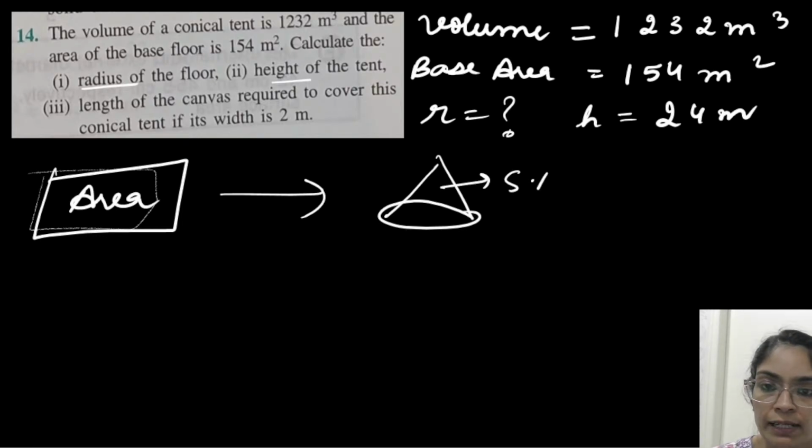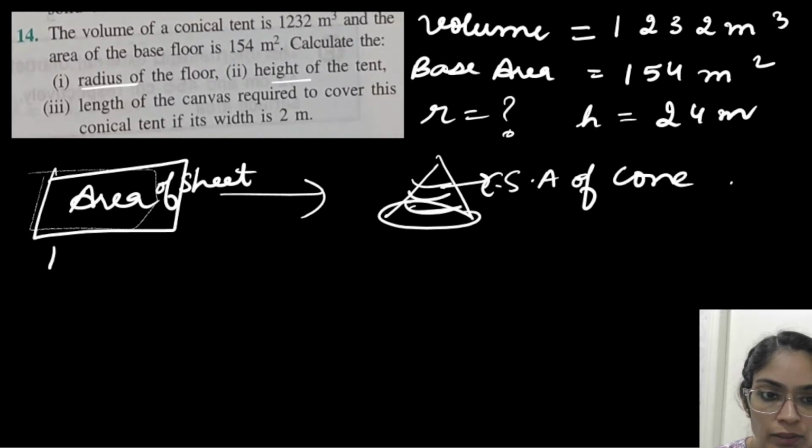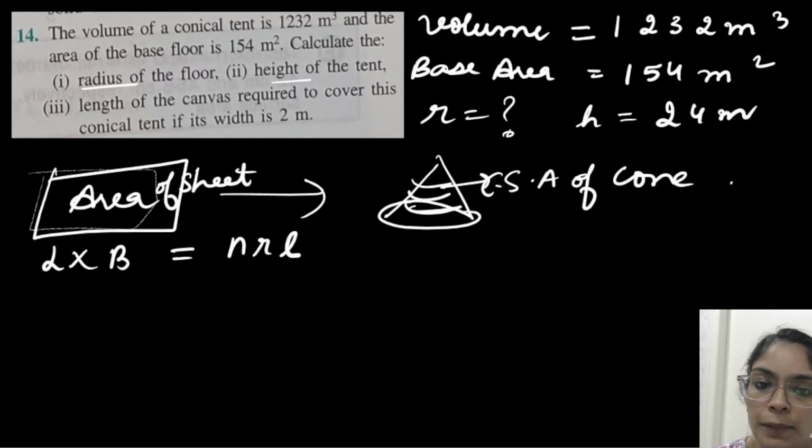So the surface area of the cone. The surface area we are using is the curved surface area, because the curved part we will be covering. So the area of the sheet, as it is rectangular in shape, is length into breadth. This is equal to the curved surface area, which is pi r l. So pi r l.